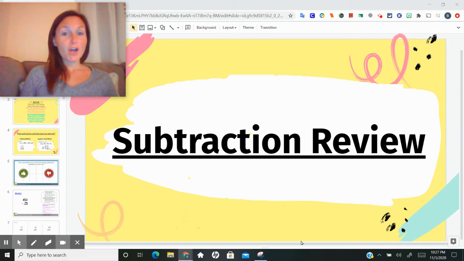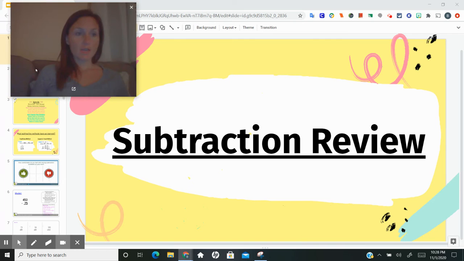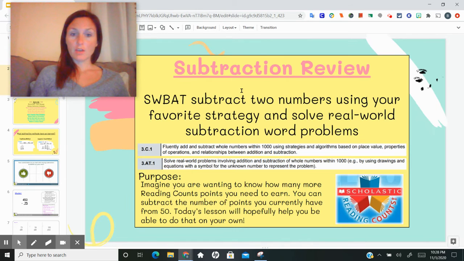Hi boys and girls. Alright, today we're going to be working on subtraction. We've done this before, so today is going to be a review, just like what we did yesterday when we did addition review. So today we're going to be subtracting two numbers using your favorite strategy and solving real-world subtraction word problems.